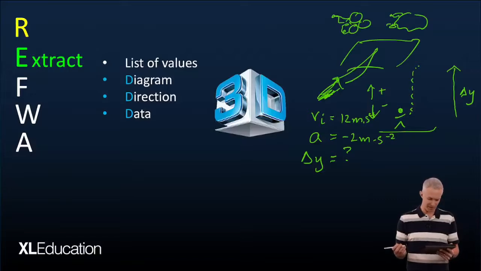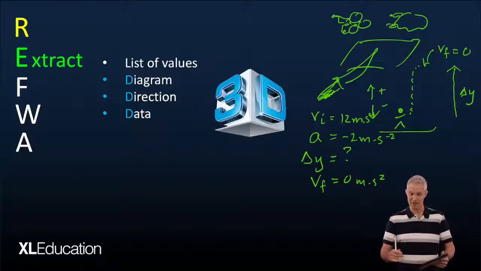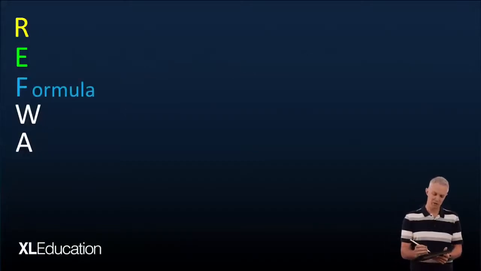Now there's a secret value that we have to sneakily put in there. Some of you may have seen it already. If we want to know how high it goes, the point at the top is 0. So VF is 0 meters per second. So that's getting my list of data together. You get the idea? So I've got all my pots now lined up in front of me. I can start cooking. Woo!